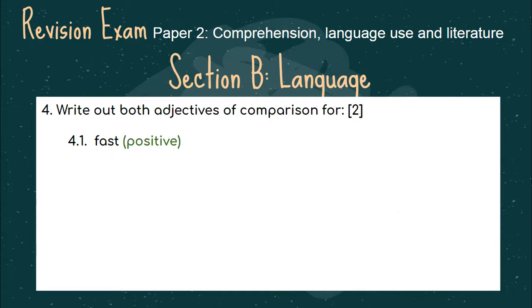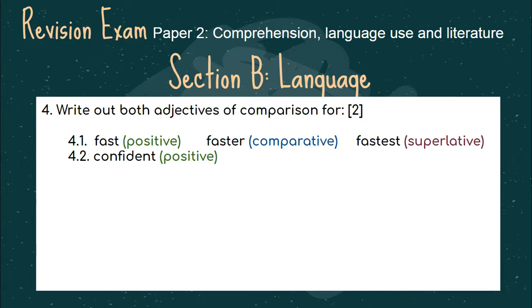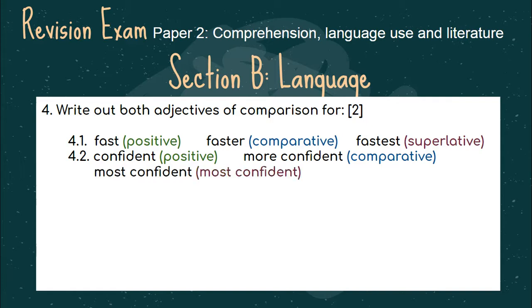All right, good. So fast would be our positive degree of comparison. The comparative degree comparing the 2 nouns would be faster, and the superlative fastest. They have to be spelled correctly. All right, so please just double check your spelling with your eyes. So at 4.2, confident would be our positive degree. Now we need a comparative degree. Okay, in this case, we're going to use more and most. So the comparative is more confident, and the superlative, most confident. All right. Sorry, I wrote most confident twice.